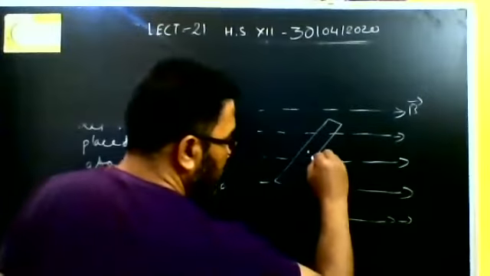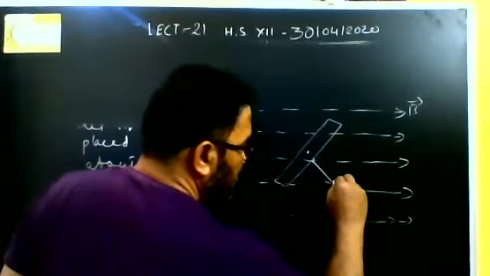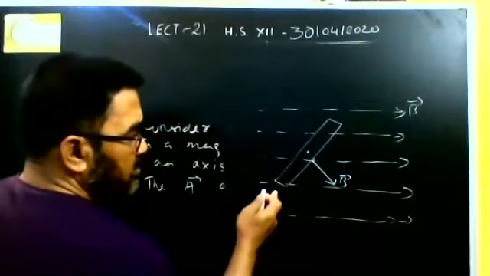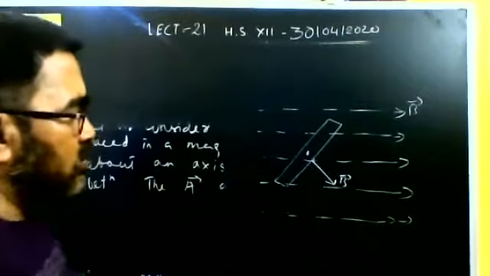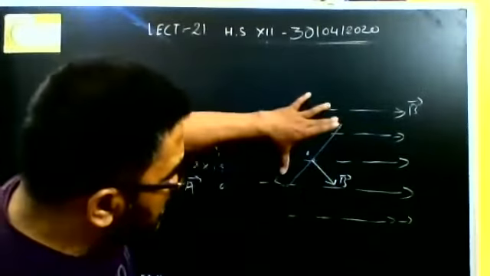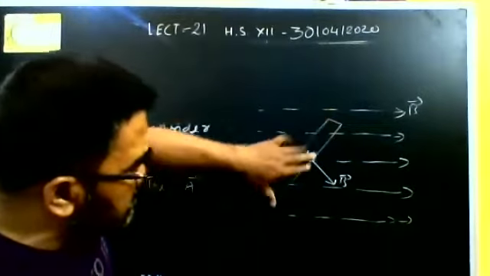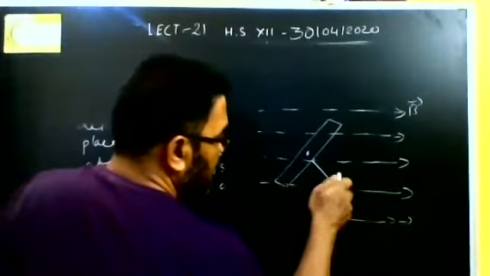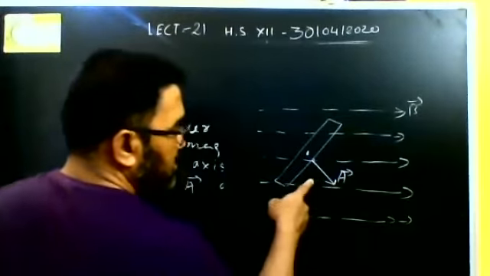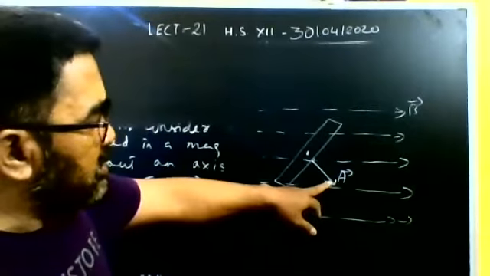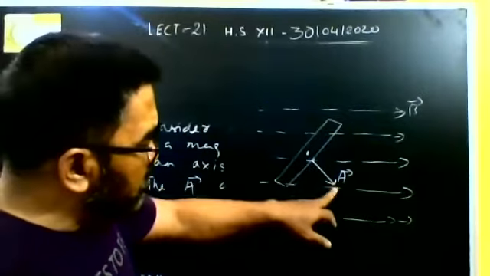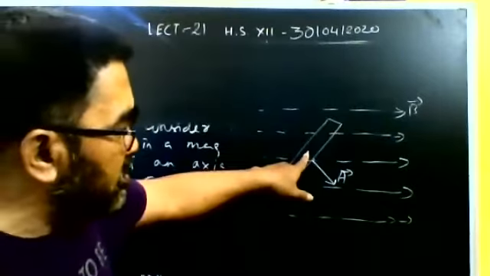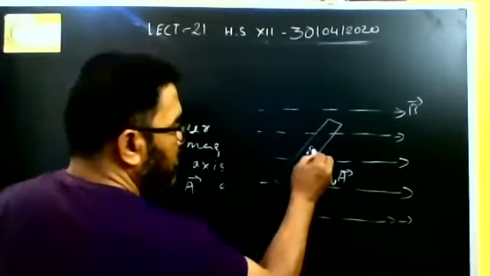The area, that is the normal drawn on the plane of the coil, this is the normal, which will give the area, that is the areal direction. This normal gives the direction of the area of the coil. So the coil rotates about this axis passing through the point O.